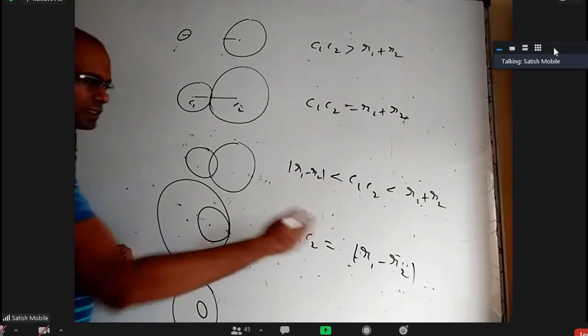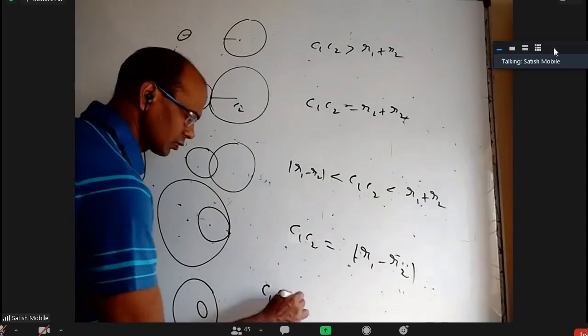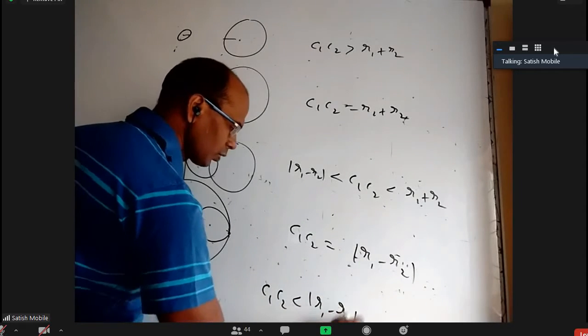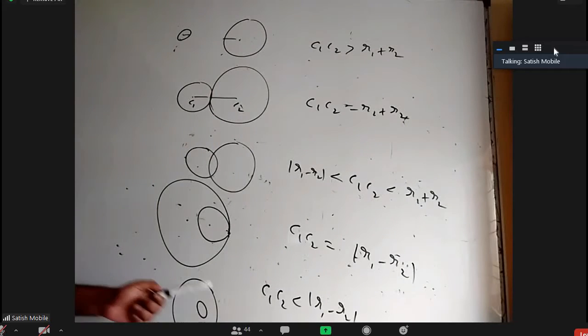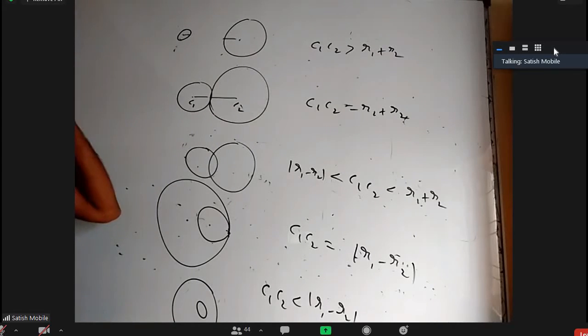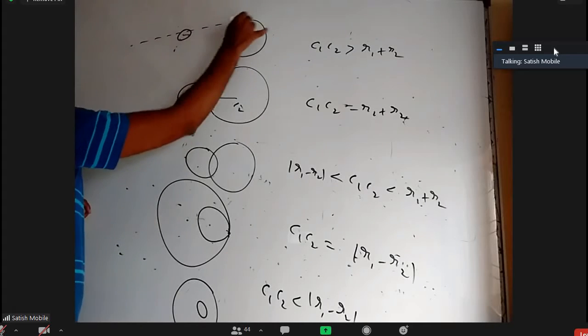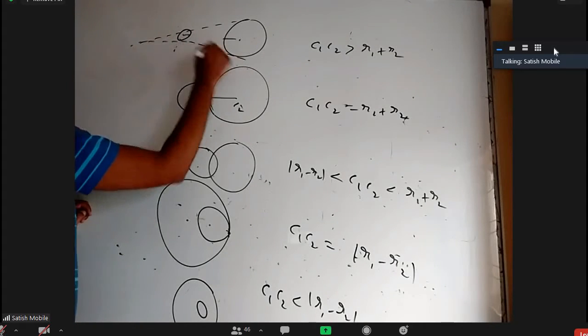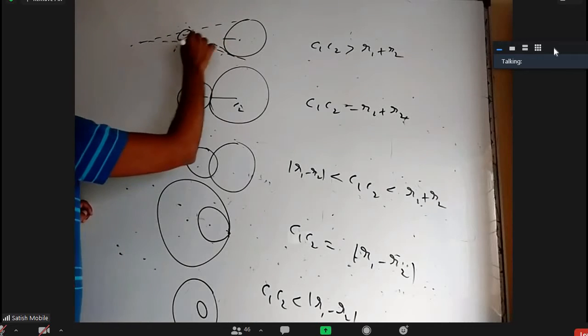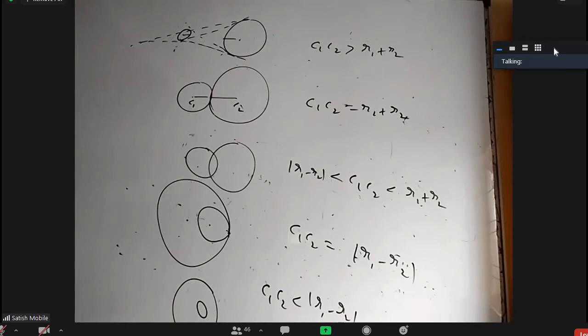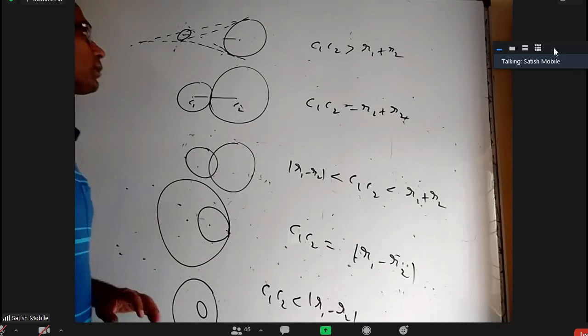And here it is much less than this also. So C1C2 is less than mod R1 minus R2 for this. And here, total 4 tangents. One is a tangent like this, one like this, one like this, one like this. Total 4 common tangents. Any line which is tangent to the first circle and the second circle both is called a common tangent. It is tangent to the first one, tangent to the second one.